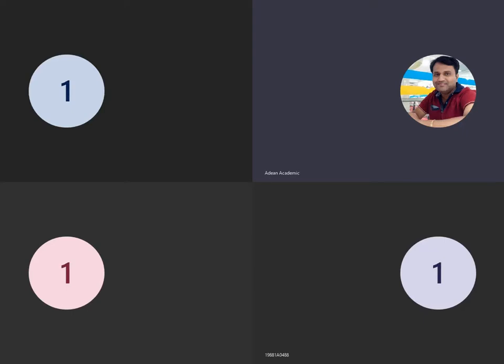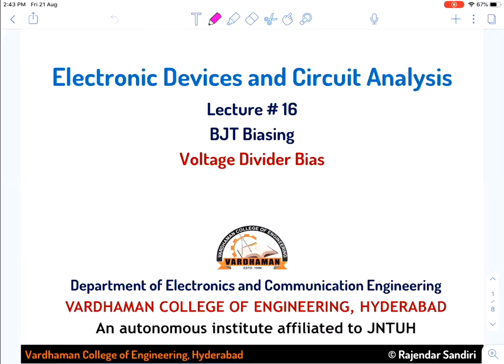In this lecture 16, we derive the operating point and stability factors for voltage divider bias. This is very, very important, and this voltage divider bias we will be using in real-time applications when constructing a CE amplifier circuit.